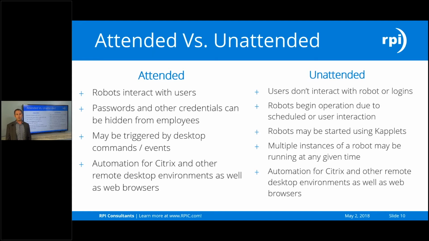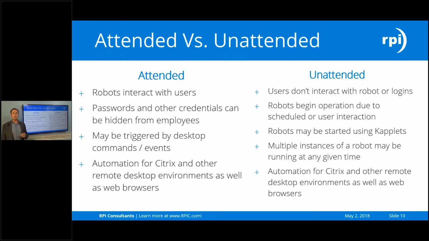All right, so I promised attended versus unattended. So like I said, there are two types of robots. There are attended robots and there are unattended robots. So attended robots are the ones that are interacting with users, right? So if I'm an end user, I'm still performing some functions on this desktop, but parts of those functions that are repetitive can be automated by a robot.